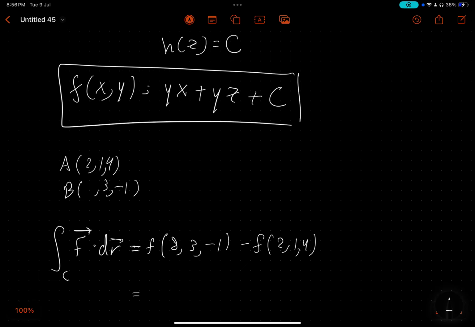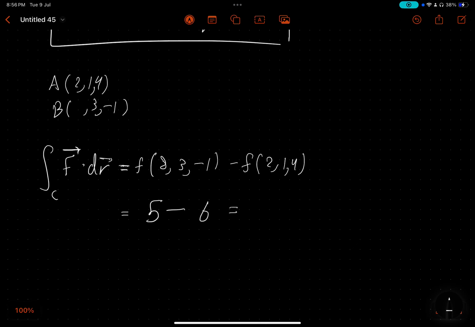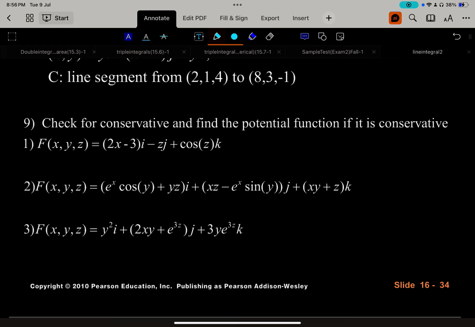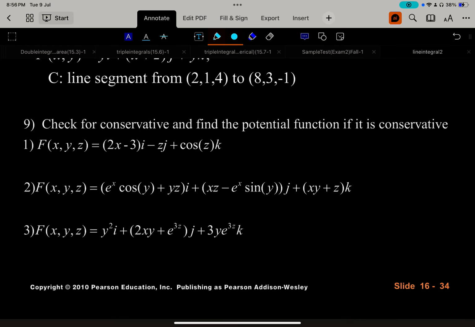Of course now let's substitute. So 3 times 8 plus 3 times negative 1, it's gonna be 5. Of course we're not gonna use the c, it's gonna cancel, and then we're gonna have 1 times 2 plus 1 times 4, which is 6, which gives us negative 1, and that's the value of our line integral. And so we can solve the rest of the examples. I'm not gonna do that. You can check for conservative and find the potential function if it's conservative.